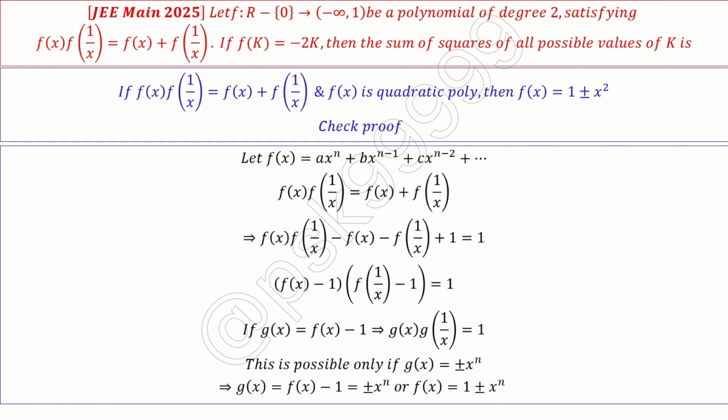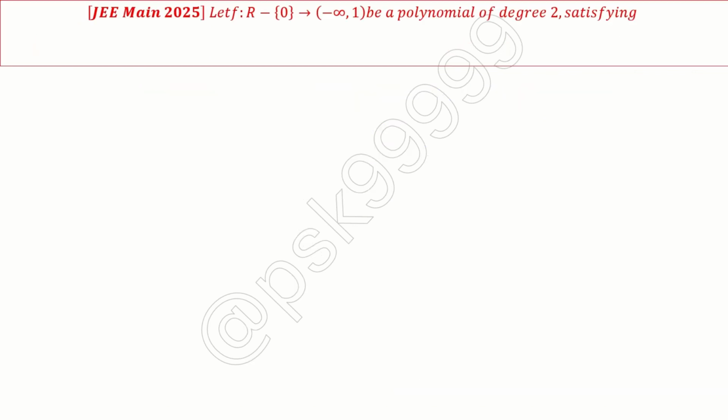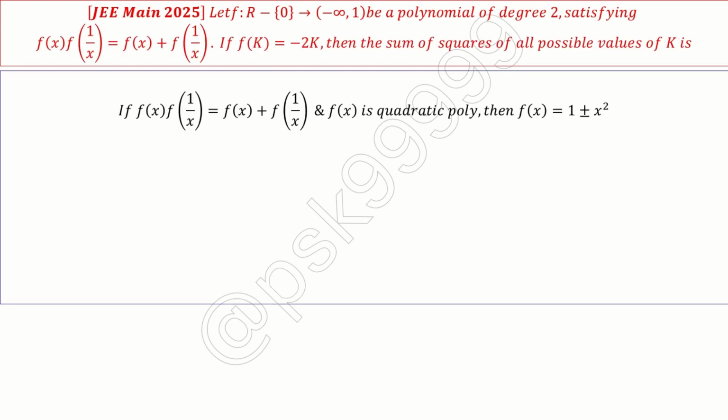Once you know this one, this problem is very simple. The only thing is, one small twist which you should handle carefully. So this is the given problem, and we know that f(x) is equal to 1 plus or minus x square. So f(k) equal to minus 2k. This is what is given. Why is this given? It is very important to note here.